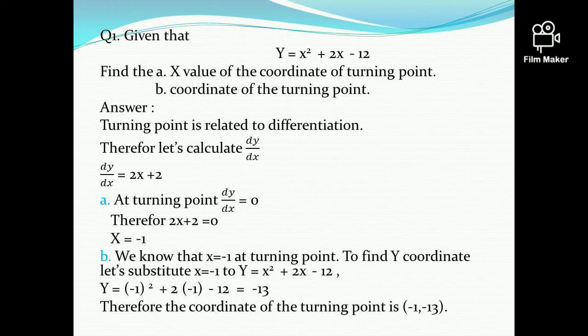We know that the x coordinate is minus 1. Then we need to find the y coordinate as well, to write it as a complete coordinate. Substitute minus 1 into the equation y equals x squared plus 2x minus 12 to obtain the y answer. If you simplify this, you receive the coordinate of the turning point as minus 1, minus 13. Hope you have understood this theory.